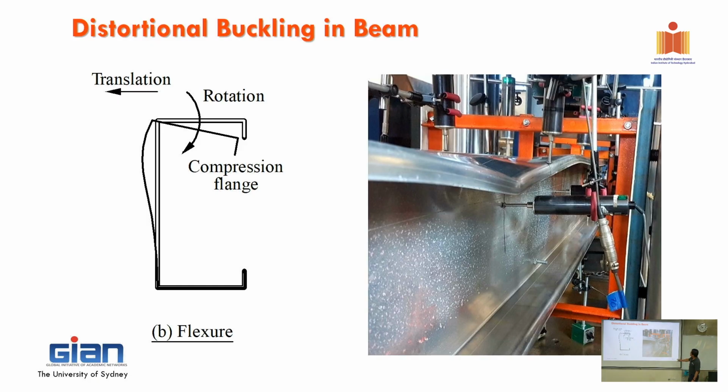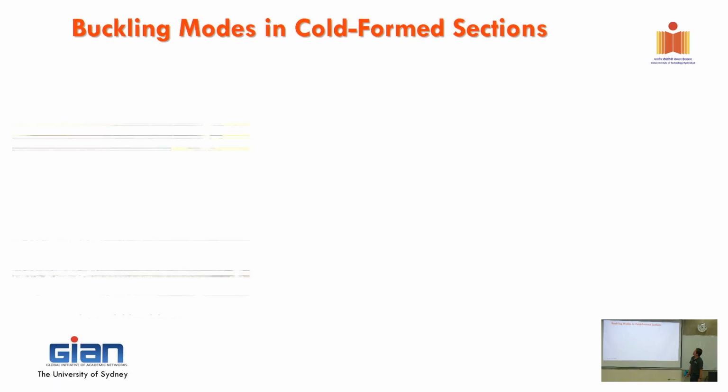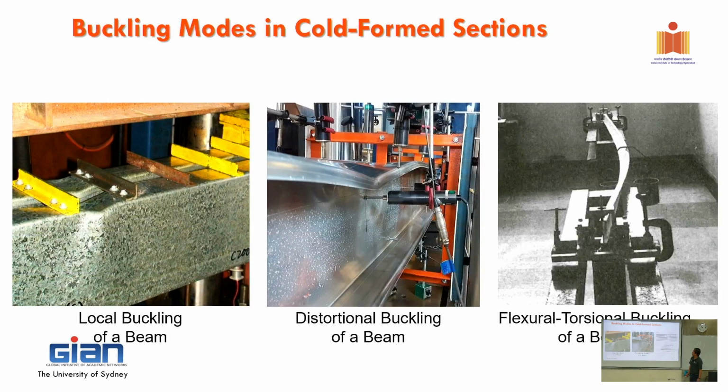Okay. So you can see the half-wavelength from here to here, and this one is to explain to you, right? If it's long, it's going to go down and up and down. So it's another half-wavelength. So that's distortional buckling. Okay. So that's what I explained to you roughly about the 3 failure modes.